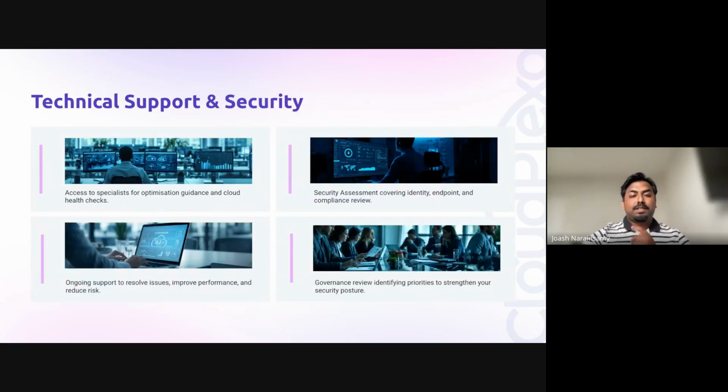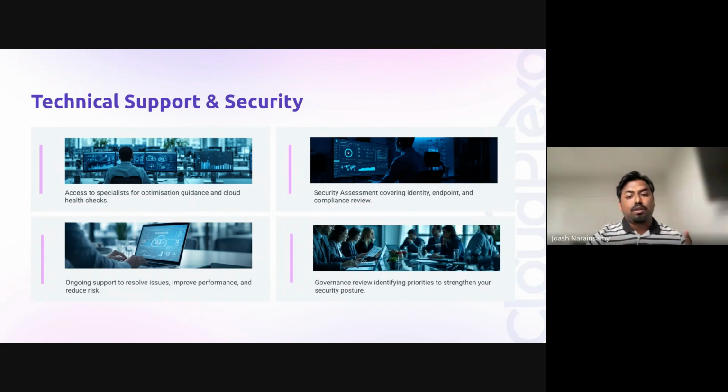So, the first being confidence after deployment. Technology projects don't end when systems go live. In many ways, that's where the real journey begins. To help customers through this transition, we're currently offering 2 months of complimentary technical support. This gives your team direct access to our specialists for technical guidance, troubleshooting, optimization recommendations, and ongoing health checks.